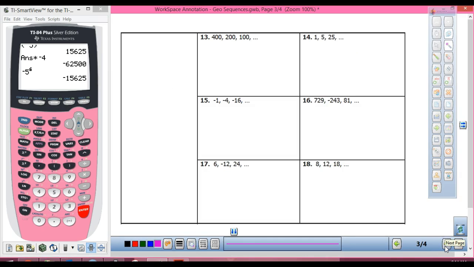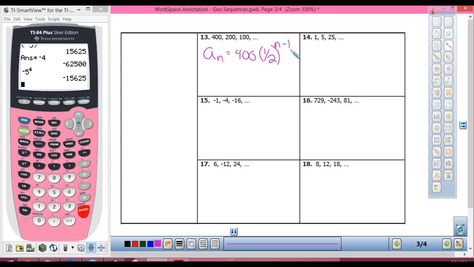All right, let's do a couple more. Let's do one with a fraction. Let's do number 13. What are they doing to each term? They're dividing by 2. So this is going to be a sub n equals, what's my first term? 400. If they're dividing by 2, what are we multiplying by? 1/2 to the n minus 1 power.